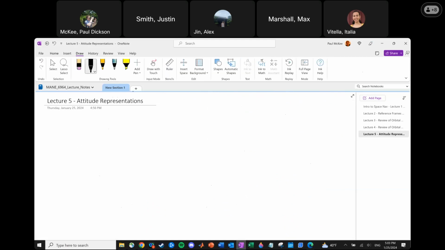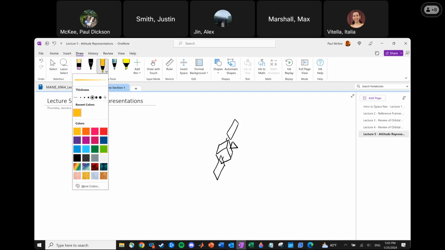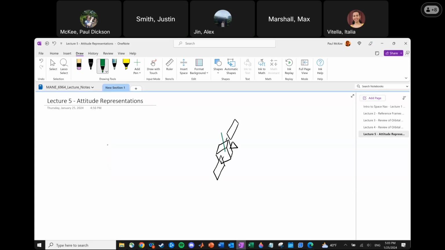So I'm going to start with a drawing. Imagine that we have a spacecraft, and I'm going to draw it as a cube. And then imagine that it has a camera. And we'll say that it also has some solar panels coming out the side. Let me pick a color here. Let's do green.